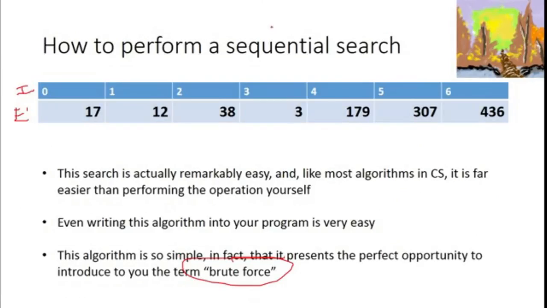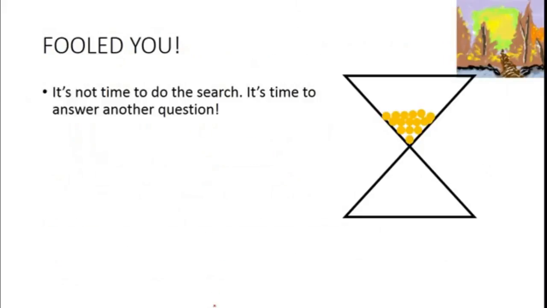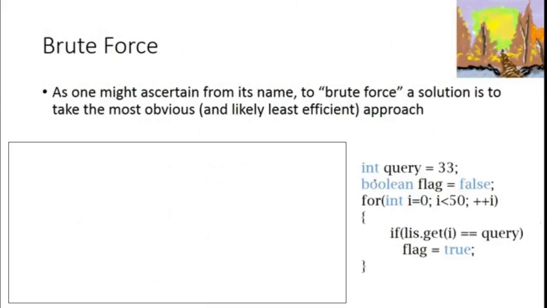Let's say the number we were looking for was 3. Going through it, our program would look at the first number and ask, is it 3? It answers no, so it asks about the second number, and then the third, and then the fourth, and it found it. So it says, yes, we found it, which is shown here in our code when we set our flag equal to true.